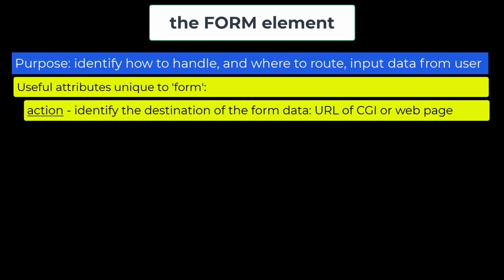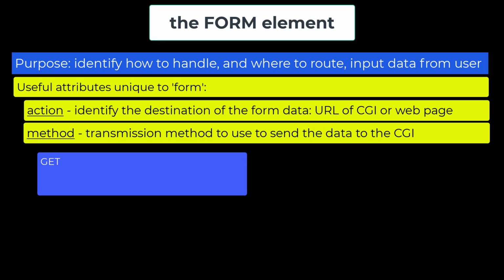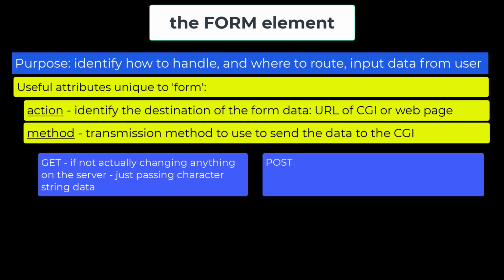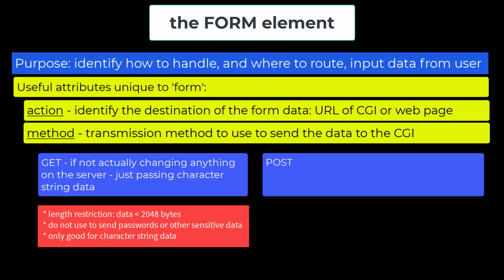Action. Identify the destination of the form data, the URL of a CGI or web page. Method. The transmission method to use to send data to the CGI, usually either get or post. Use get if you're not actually changing anything on the server and just passing some character string data. There is a length restriction. Basically, it needs to be less than 2048 bytes. Do not use get when sending passwords or other sensitive information, because it goes in the clear. It's only good for character string data.